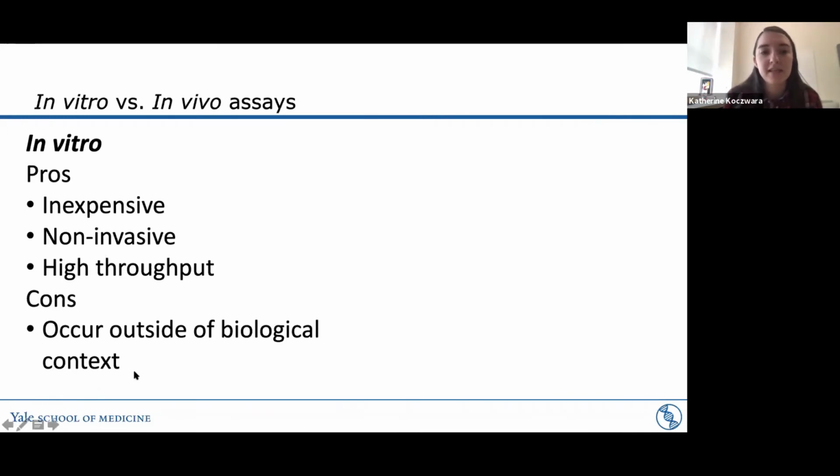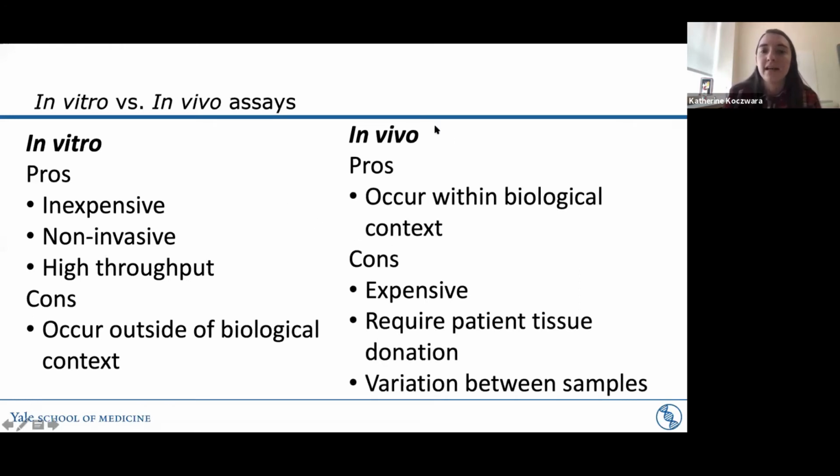But one of the cons of this is that they occur outside of the biological context. So if you remember from the background I gave you on GNE myopathy, GNE exists within the biosynthesis pathway of sialic acid. So how it interacts within that pathway could have a very important role in how the disease of GNE myopathy occurs. And so this is one of the things that we're looking to overcome by doing this in vivo or in live cell model assays, is that they occur within the biological context. So we can look at how GNE exists within the sialic acid biosynthesis pathway as a whole.